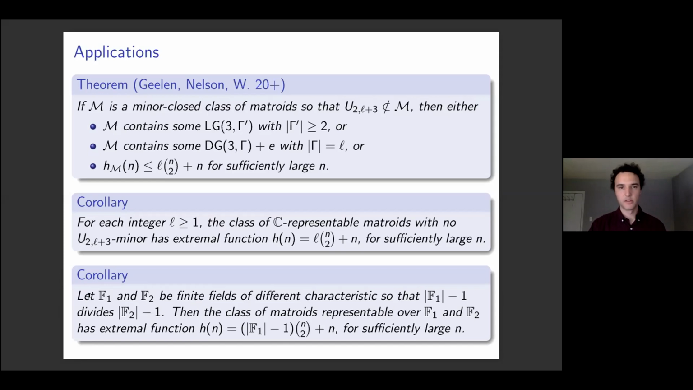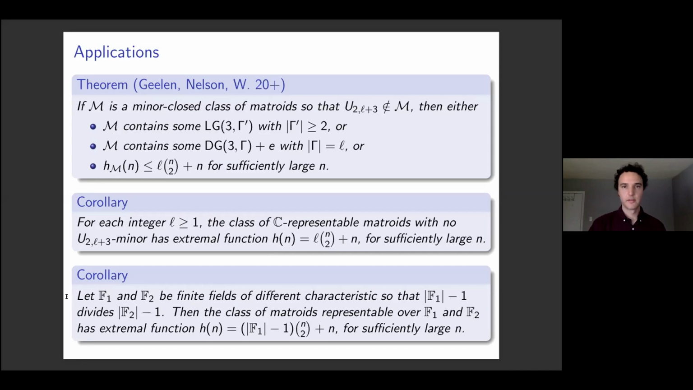And this was already known in two important special cases. So when F1 is equal to GF(2), this is just the class of regular matroids. And when F1 is equal to GF(3), this result follows from a combination of several papers. But this was open in all other cases.